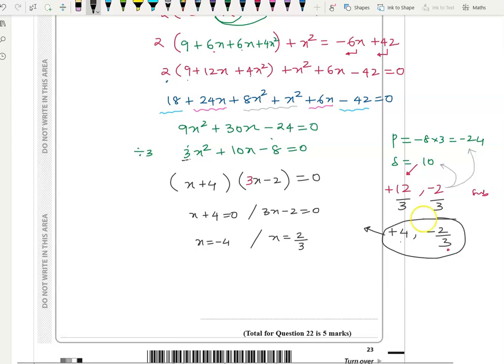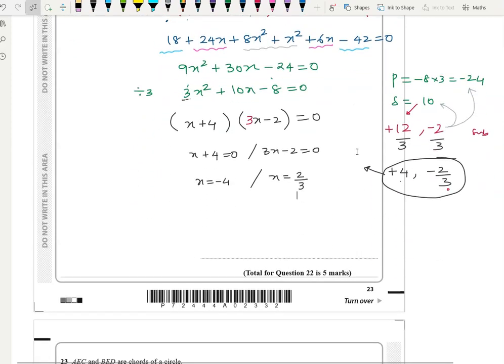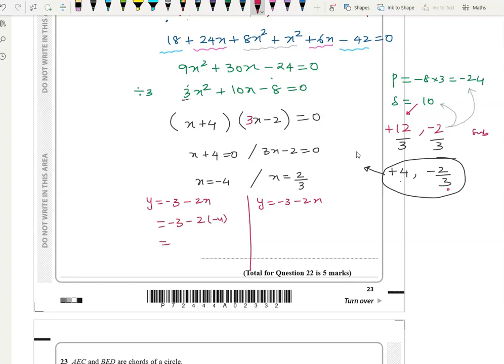And to find the value of y, we can substitute in the first equation. y is minus 3 minus 2x. So the value of y is minus 3 minus 2x. So minus 3 minus 2 times the value of x, which is minus 4. So minus 3 and plus 8 will give you plus 5. So the value of y is 5. So when x is minus 4, the value of y is 5.